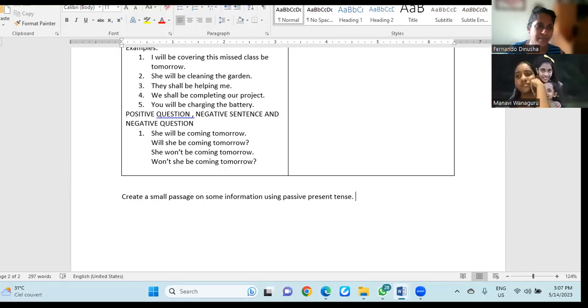Some incident, might be some story, might be some event you faced, whatever it is, but not the lengthy passage. Collection of 5-6 sentences is enough. Okay. Small story, collection of 5-6 sentences is enough. I wanted to make you understand how to use passives in a passage. Okay, Manavi. Did you get, Puta? Okay, teacher. I'll try.